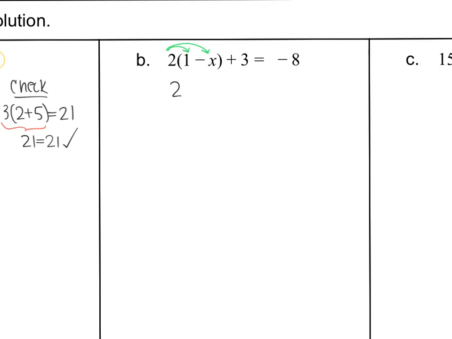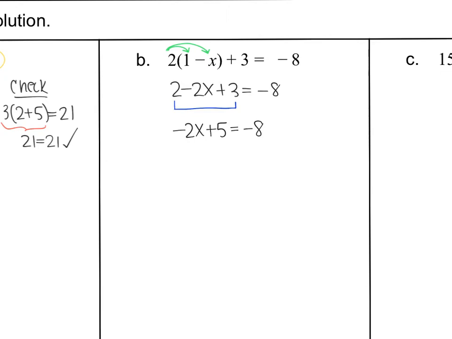2 times 1 is 2. 2 times x is 2x. Notice the sign stayed the same. It was a minus, so it stayed a minus. I still have the plus 3, and I still have the equals negative 8. Still a little messy here. I actually have some like terms. There's only one x, so that's good. But the 2 and the 3 are like terms. They're on the same side. Remember, like terms have to be on the same side of the equal sign. 2 plus 3 is 5, so it's negative 2x. Don't forget that negative. Plus 5 equals negative 8, and now I should solve that.